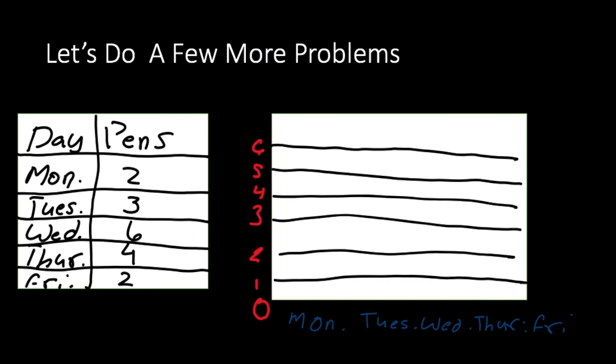So Monday, how many pens were sold? 2. So all the way up here and down like that. And just draw the lines colored in, and make sure you use color pencils, because doing that your teacher can see it better. Now Tuesday, how many were sold? There were 3 sold on Tuesday. So all the way up to here. And this like that.